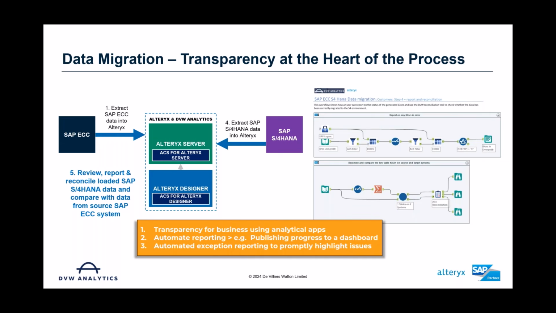We can automate that reporting because we've got Server. So we can pull that together, and maybe we can publish a progress chart, a dashboard that gives us an idea and makes everybody aware of exactly where we are versus target on the migration. And equally, we can look at, like we've just seen, exception reporting. Can we set up workflows that identify and report exceptions, so that again, that transparency, that speed of change can be brought into the process.